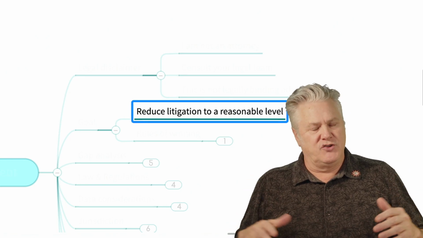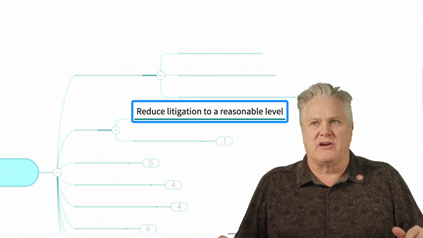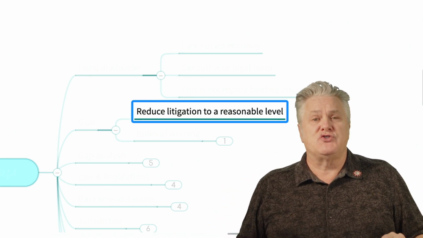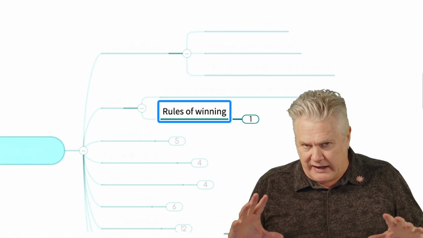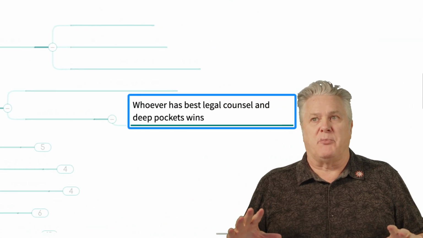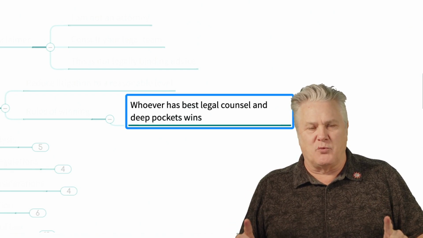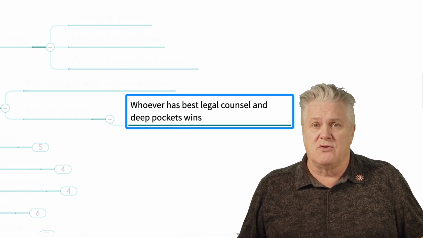Okay, now the goal with laws and regulations for your organization is to reduce litigation to a reasonable level. You're never going to eliminate litigation. It's going to happen within an organization. Now, if you want to reduce it to a reasonable level, you need to know the rules of winning. And the rules of winning are simple. Whoever has the best legal counsel and the deepest pockets wins. Now, unfortunately, that is the way it is when it comes to law.